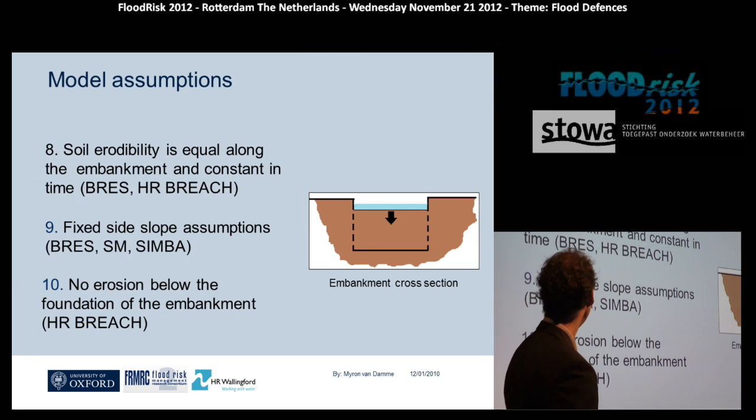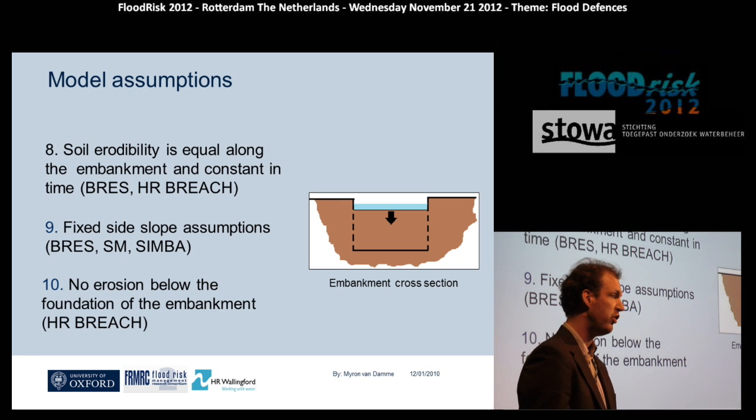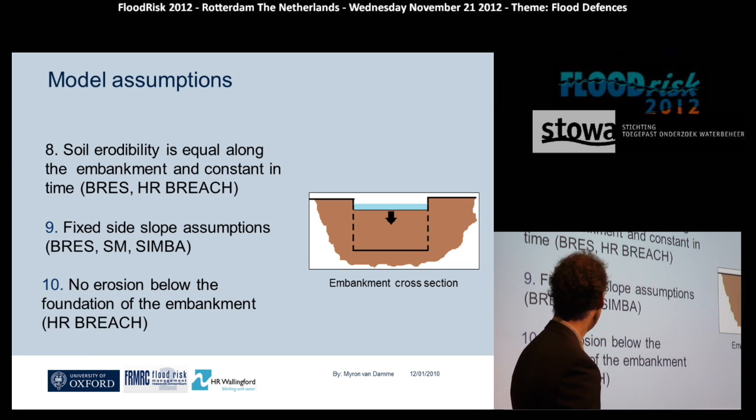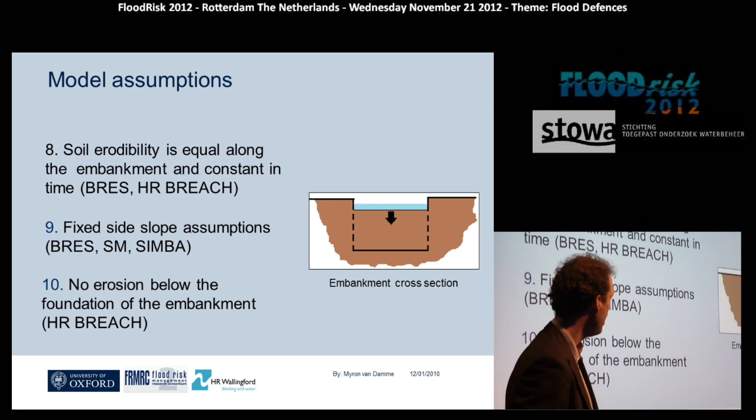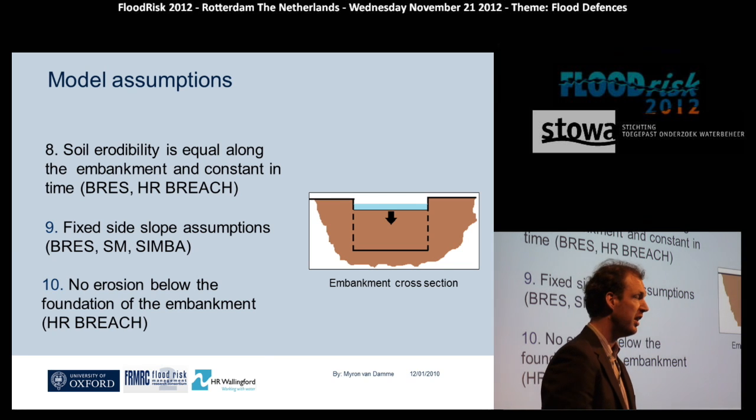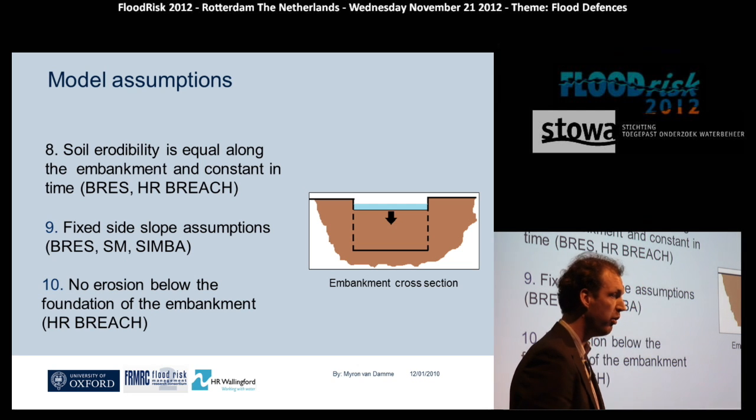Then the following assumptions. The soil erodibility is equal everywhere along the embankment. We assumed it's a homogeneous soil in the embankment, hence this assumption. And we also assumed a fixed side slope. So you just say the cross-section of the embankment is like a rectangular shape, and it just goes down and widens. And no erosion below the foundation of the embankment. Maybe this is not totally valid, but for the shape of the hydrograph, it has a very minor influence.